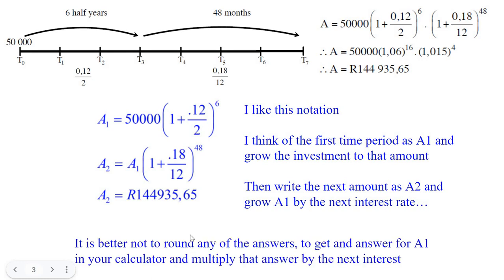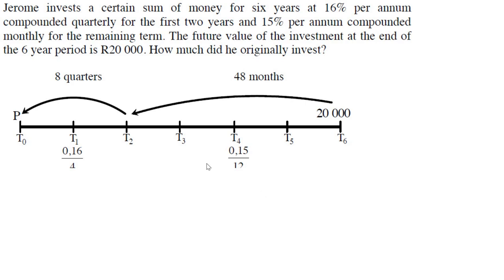Make sure you don't round the answers and put them down. Let your calculator do all its work so you get an accurate answer. Let's try another question. What if you had Jerome here, and he invests money at 16% per annum for the first 2 years? Well, there it is, 16% compounded quarterly, and that's 2 years, so it's 2 times 4, it's 8 quarters.